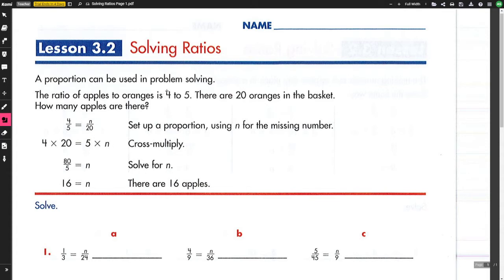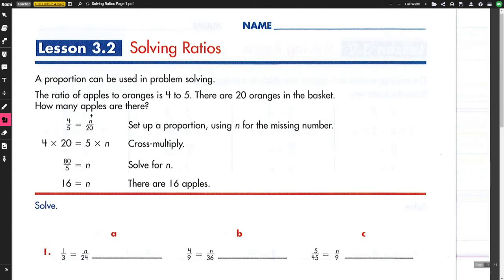We have the ratio 4 to 5, so we write 4 to 5. Since 20 is oranges, our second number, 20 goes at the bottom. And we put a variable: n, x, l, y, any of those, not l. L's a bad one, that looks like 1. So x, y, n, m, something like that. This time we're just going to focus on the letter n.